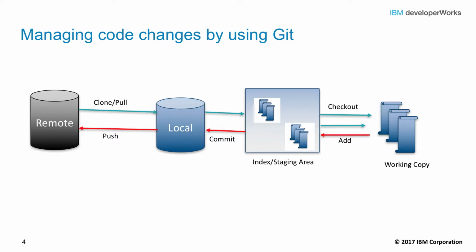A collection of changes in the index can be marked as ready to share by using git commit. And the git push command will take all of the assets from the commit and upload them to the remote repository.